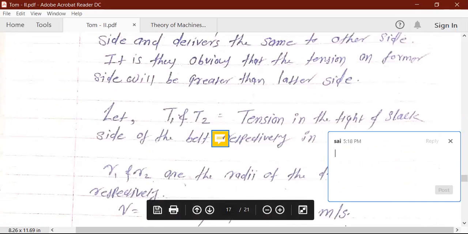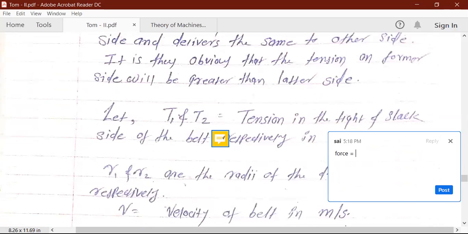So force has the unit Newton. How? Because we all know that force F is the product of mass into acceleration. Force equals ma. So the unit of force is Newton.